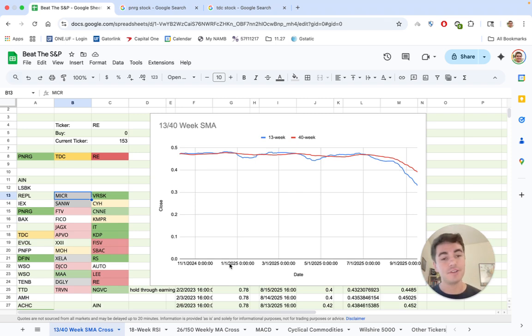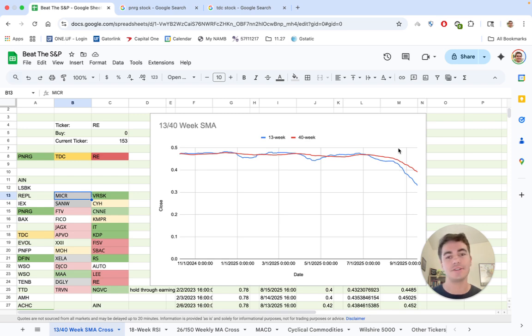If the short average jumps and crosses over the long one, like you see right here, that means the stock is moving up more than it has been in the past and we probably ought to buy it. Whereas if it crosses underneath, that's our sell indicator. Hey, the stock is losing value quicker than it has in the past.